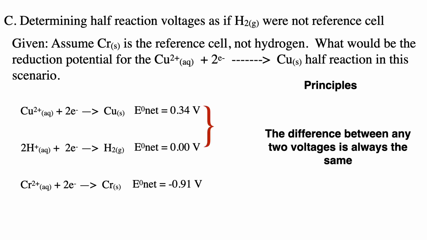So the difference between hydrogen and copper is 0.34 volts. It doesn't matter which cell we choose to be the, quote, reference cell. The difference between hydrogen and copper will always be 0.34 volts. The difference between chromium and hydrogen will always be 0.91. So knowing those principles, that the hydrogen cell is the zero cell, that it's an arbitrary designation, and that the difference between any two is always the same, we should be able to readjust the chart for this question. So here's the question.